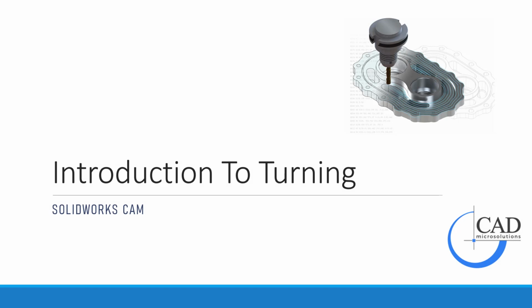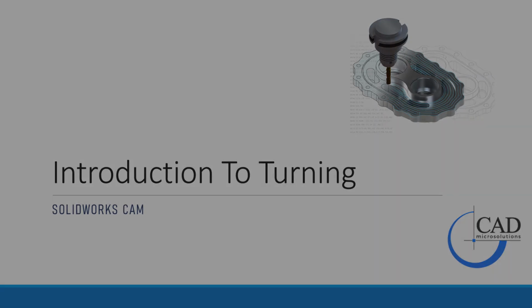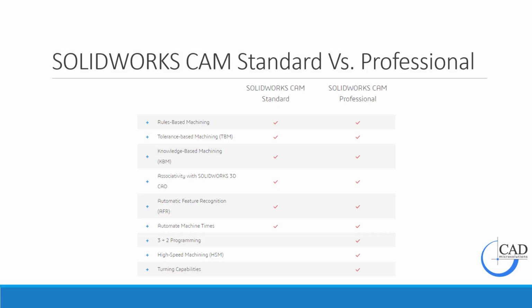In this week's tech tip video, we're going to introduce the turning product in SolidWorks CAM. You'll see that there's two different versions of SolidWorks CAM, the Standard and the Professional. SolidWorks CAM Standard comes free with your SolidWorks subscription. You'll see that there's a few extra features in the SolidWorks CAM Professional.